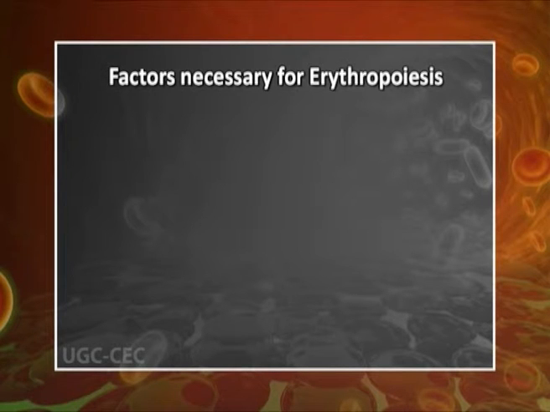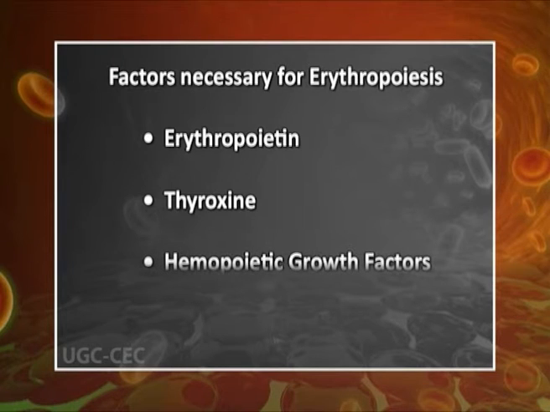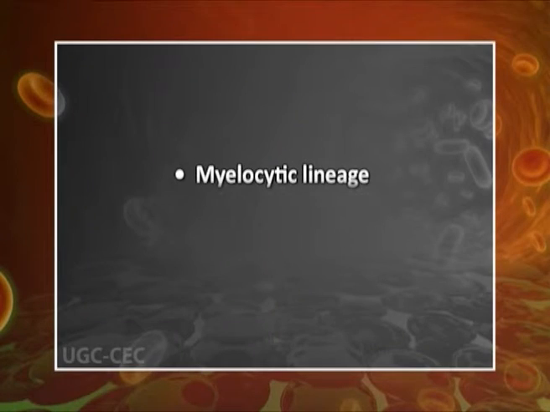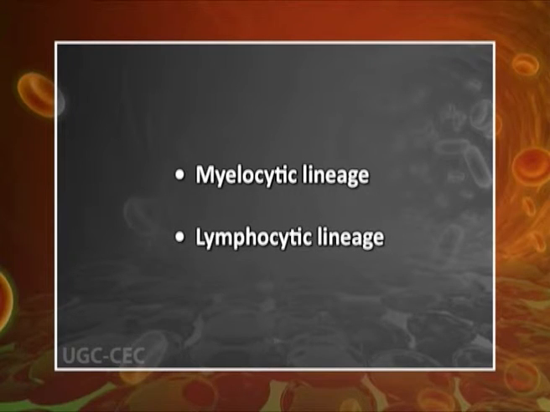Development and maturation of erythrocytes require a variety of factors, which are erythropoietin, thyroxine, haemopoietic growth factors and vitamins. Now we will see what actually leukopoiesis is. It's the development and maturation of leukocytes. The committed pluripotent stem cell gives rise to leukocytes through various stages. Two major lineages are formed, the myelocytic and the lymphocytic lineages.